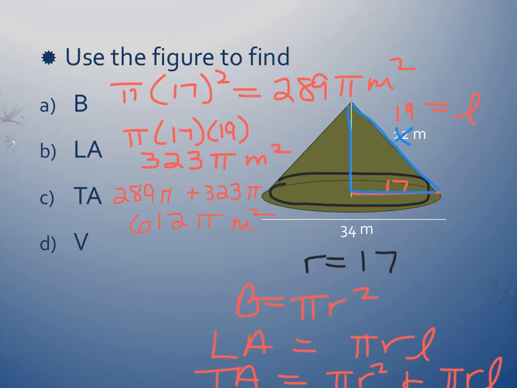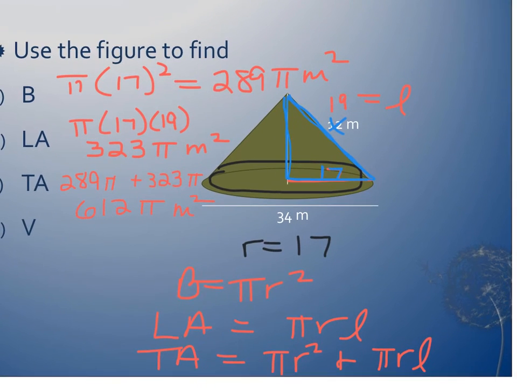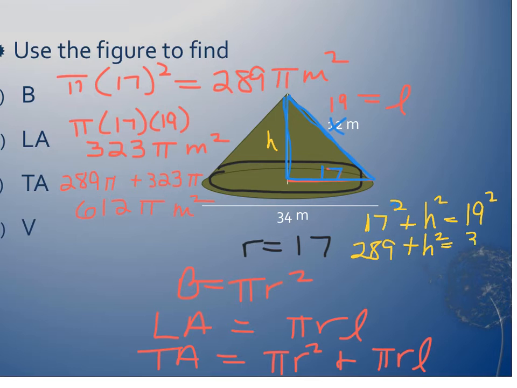Now, for my volume, I don't have everything I need. I need to find the height of that cone. Notice though, I created a blue right triangle over here in my cone. I can now do Pythagorean theorem to find the height. So to find the height, I am going to do 17 squared, do it in another color, 17 squared, I could say my h here, or whatever letter you want to put there, equals 19 squared. 17 squared is 289. 19 squared is 361. Subtract the 289.